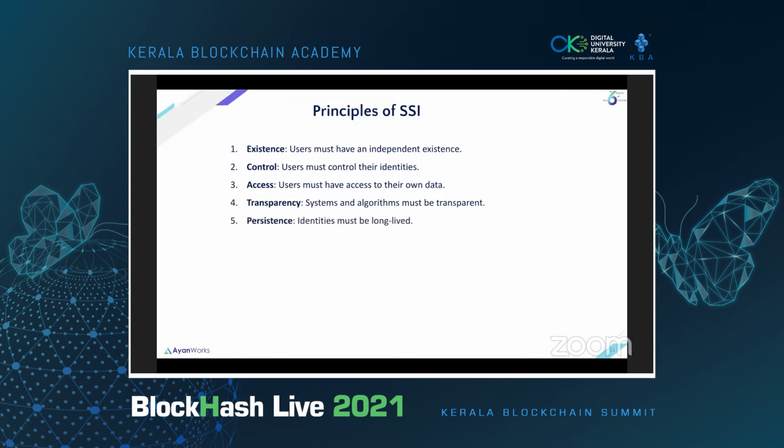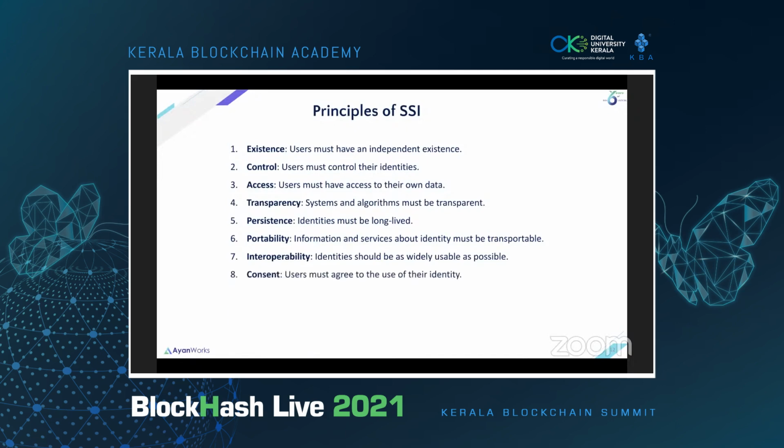Fifth, persistence. Identities must be long-lived. They can be updated, but they should exist. They should be persistent. Portability. Information and services about identity must be transportable. Interoperability. Identities should be as widely usable as possible. They should not be restricted by any borders or any networks. Consent. Users must agree to the use of their identity. That is, if any organization wants to use my identity, I should be the one agreeing to the fact that they can use it.